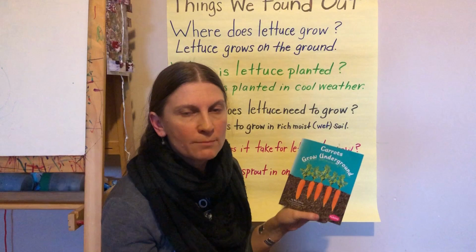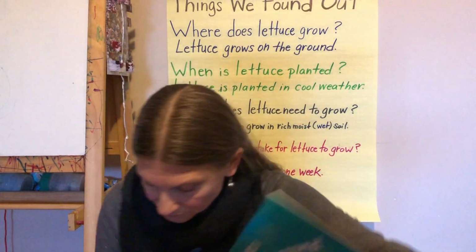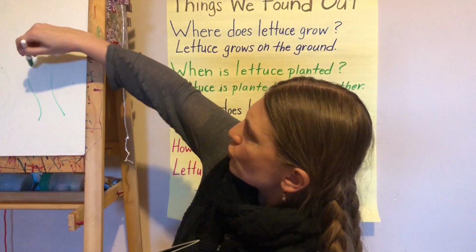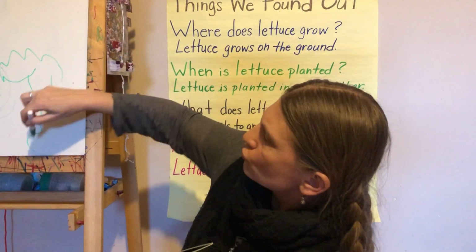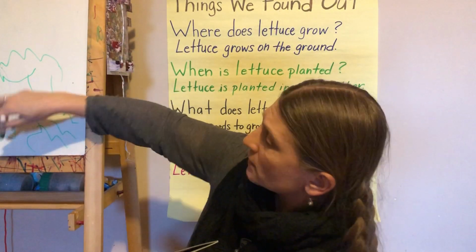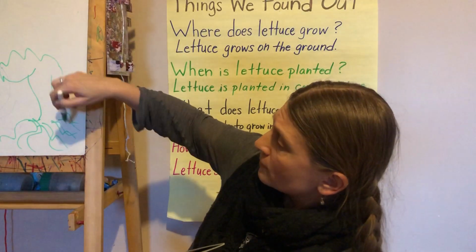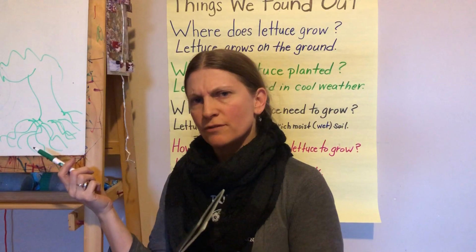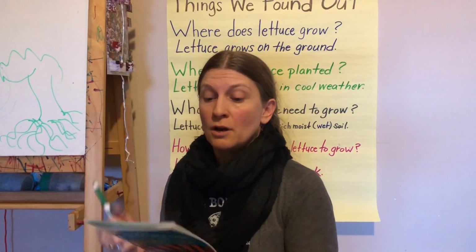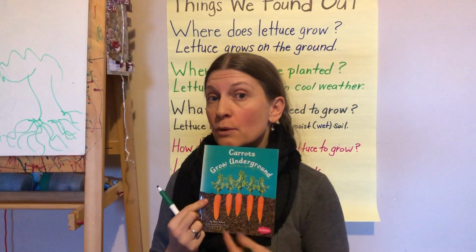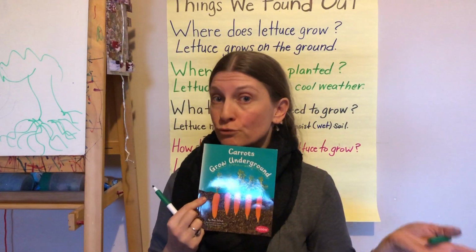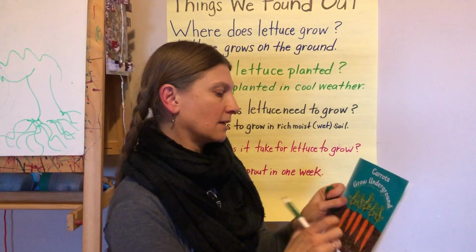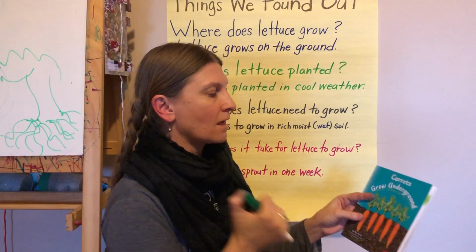Now, if there's some confusion about root vegetables and roots, I might draw a tree and draw some roots and explain that all plants have roots and that's where they get their water and their nutrients. But do we eat the roots of a tree? No, we don't. But there are certain vegetables that we eat that grow underground and they're called roots, and that's why they're called root vegetables.